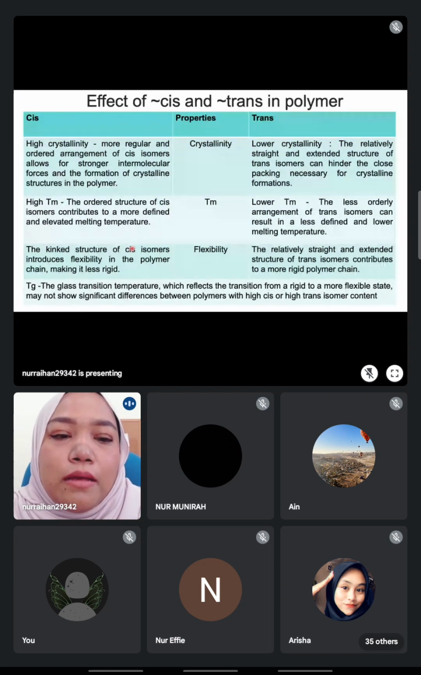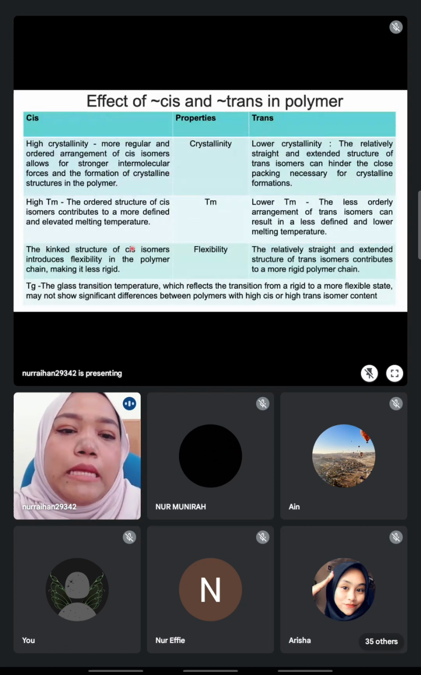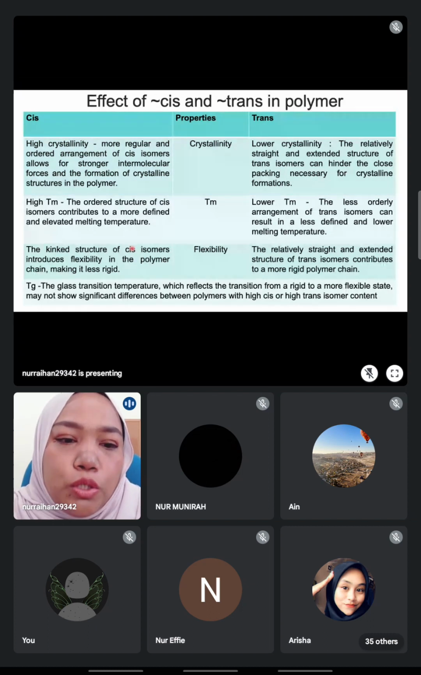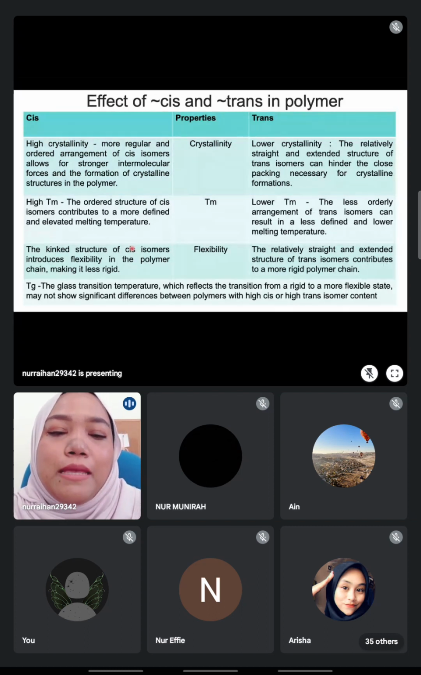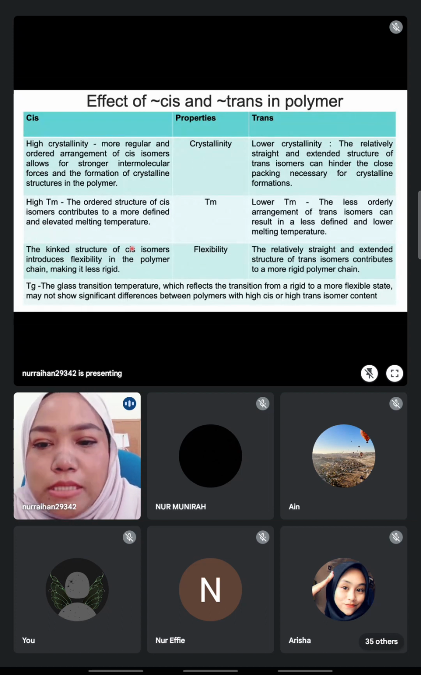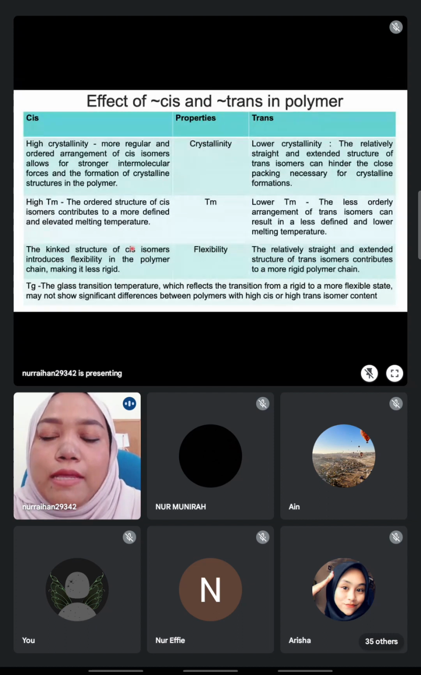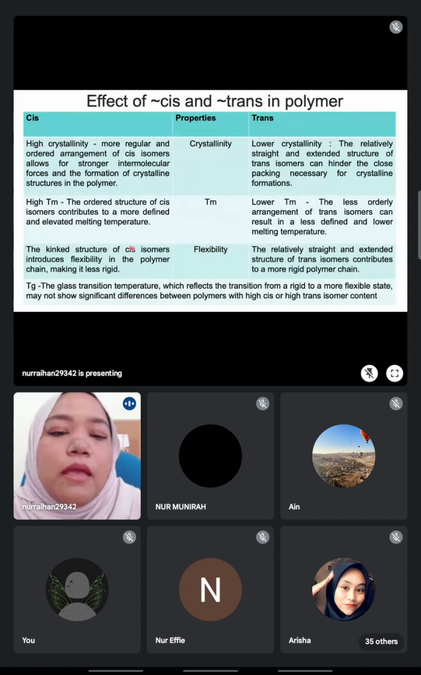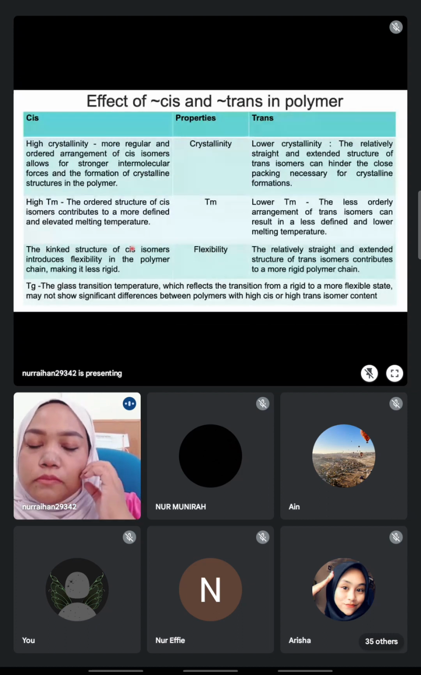Okay. Meanwhile, for the flexibility, normally cis isomers introduce flexibility in the polymer and make the polymer less rigid compared to the trans. Trans isomers are relatively straight with an extended structure and they contribute to a more rigid polymer chain. Okay. And for the Tg, for the trans and cis, they are only slightly affected for the glass transition temperature.